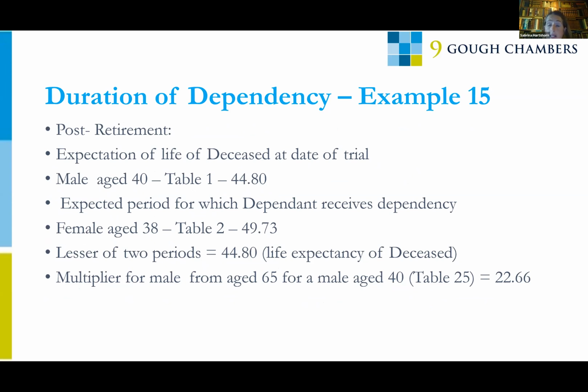Looking at post-retirement, you have to consider the expectation of the life of the deceased at the date of trial. So he's a man, he's age 40, you're looking at table 1 again on 0%, at 44.80, the multiplier. Expected period for which the dependent receives the dependency, well, we know that her lifetime multiplier is 49.73. The lesser of those 2 periods is the life expectancy of the deceased, which is 44.80. So we are going to be extrapolating from the tables the multiplier for male from age 65 for a male age 40, that's table 25, and that gives you 22.66.